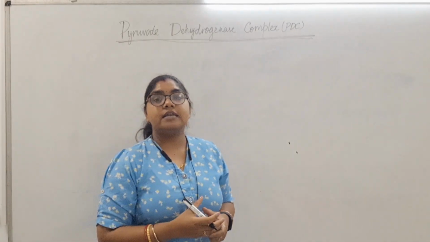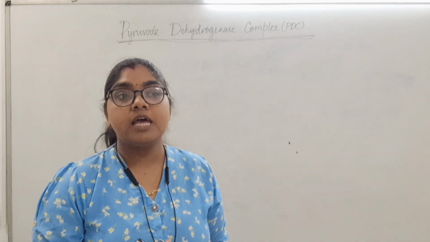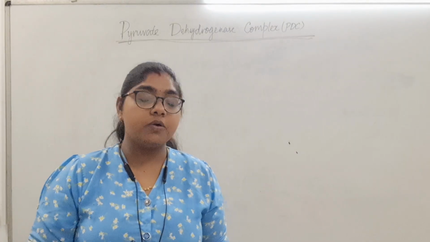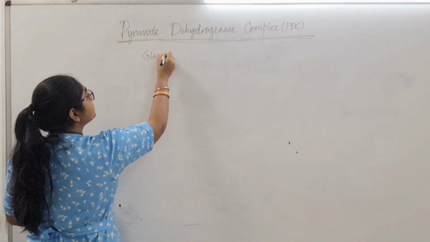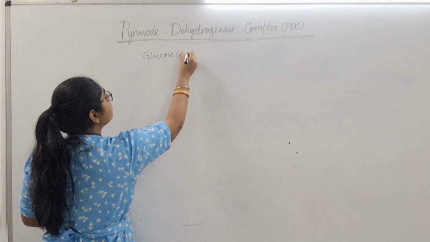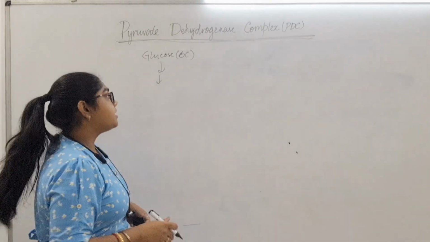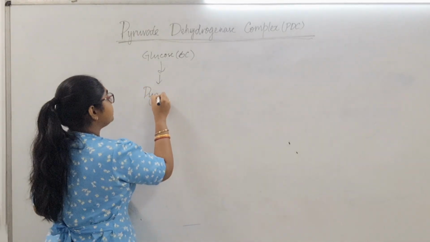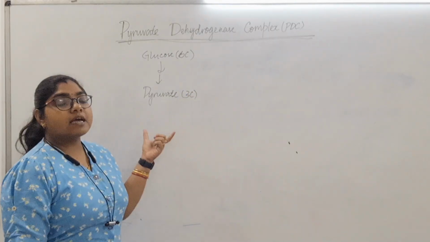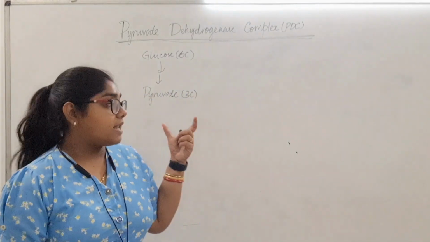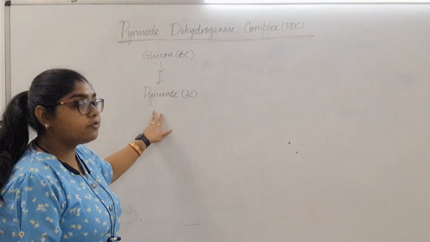In the last video we discussed the first step of cellular respiration, that is glycolysis. In glycolysis, glucose, a 6-carbon compound, follows 10 successive enzymatic reactions to produce pyruvate, a 3-carbon containing compound. Glycolysis is a carbohydrate metabolism pathway.